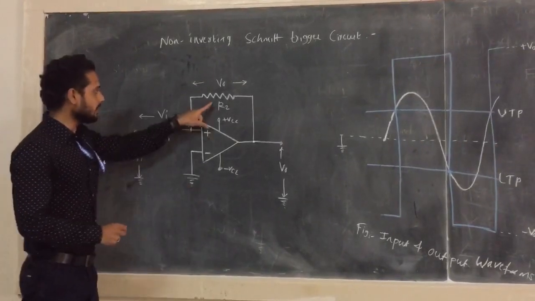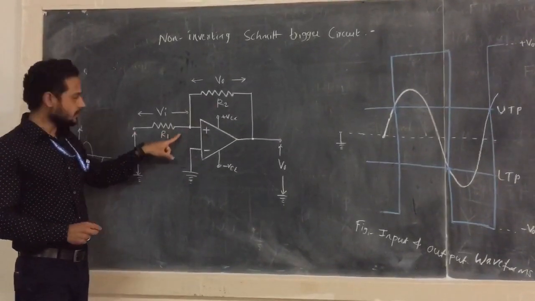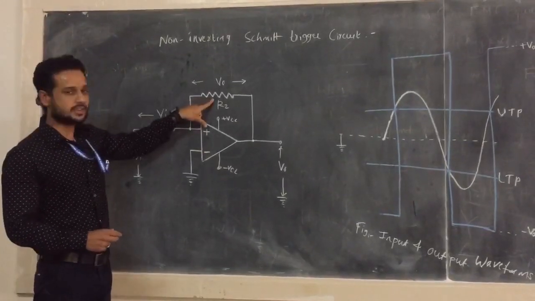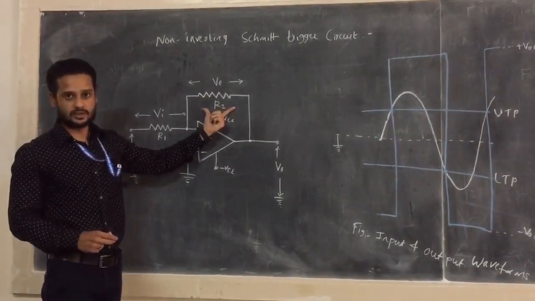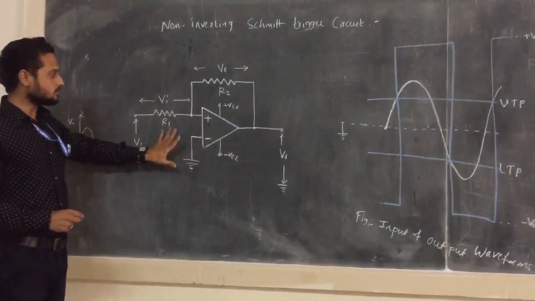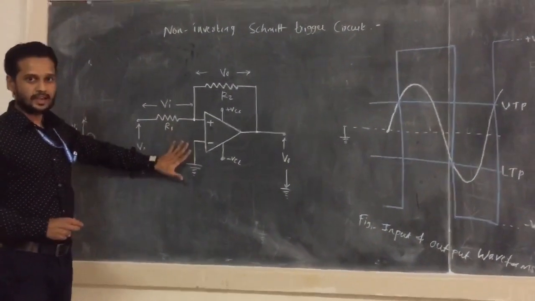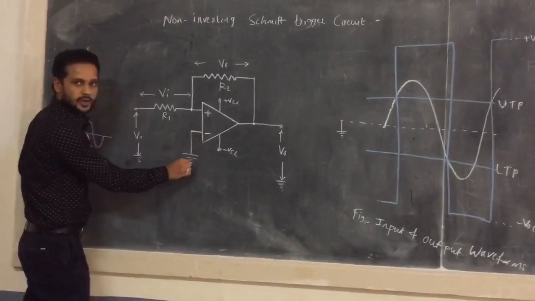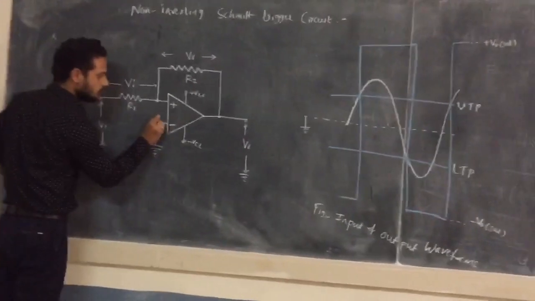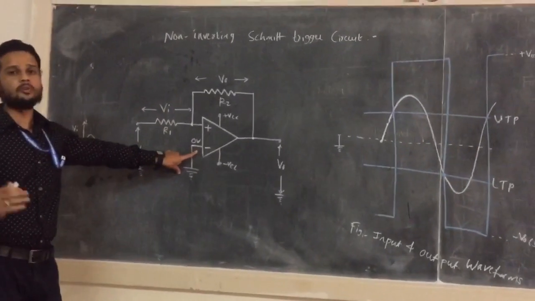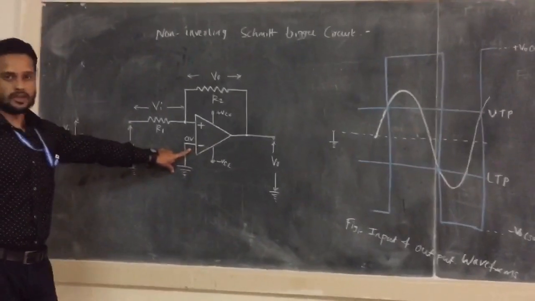You are making use of two resistors here. One is connected to the non-inverting terminal and there is one more resistor connected in the feedback path. In this configuration the inverting terminal is grounded. This means the value of voltage at the inverting terminal of the op-amp will always be 0.